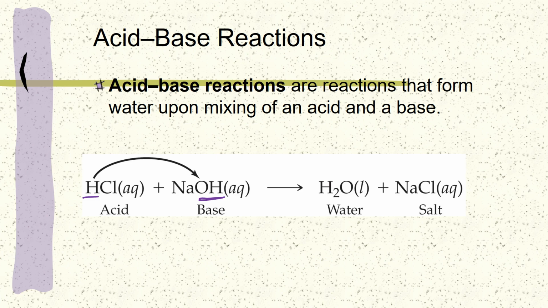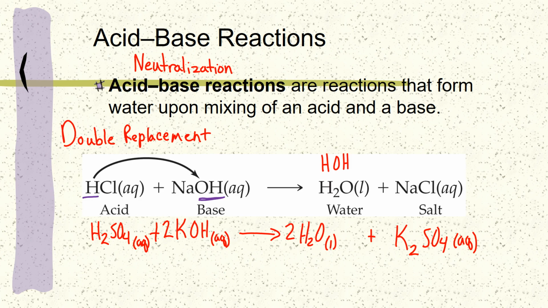All right. We call these types of reactions neutralization reactions. They're just a special type of double replacement. So you can see this still fits the pattern of double replacement, especially if I write this as HOH rather than H2O. It still fits the pattern, and we call it neutralization because we're neutralizing the acid.